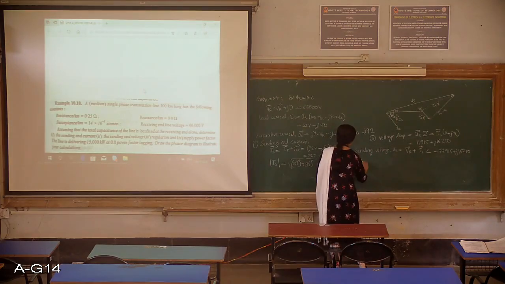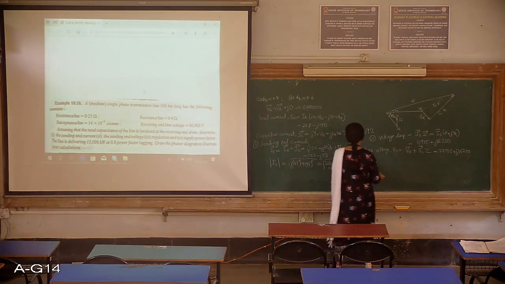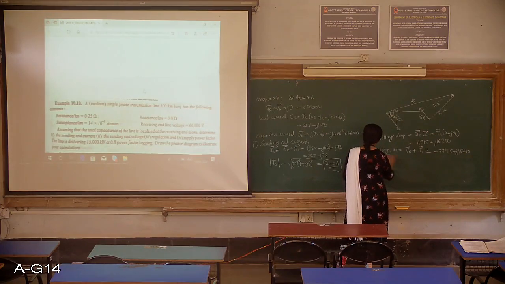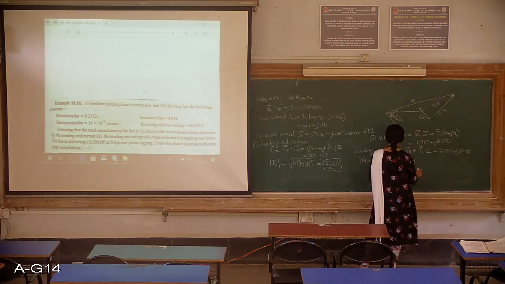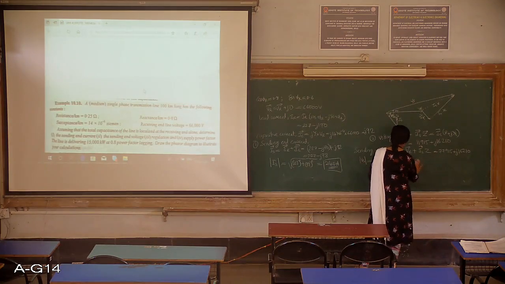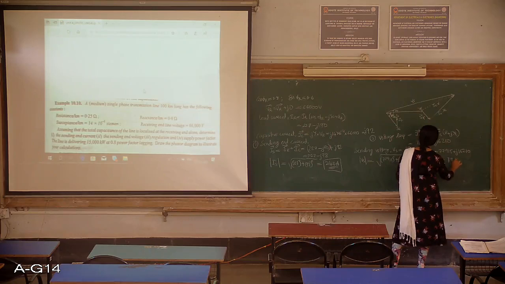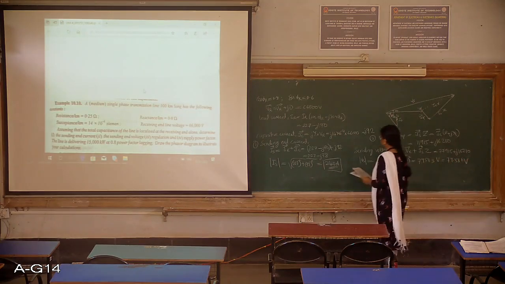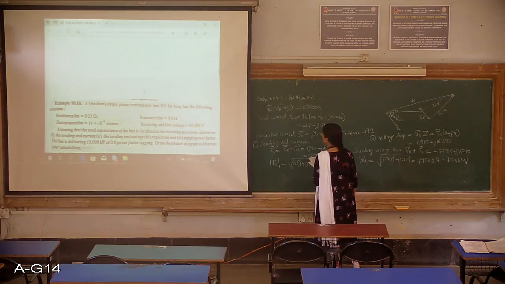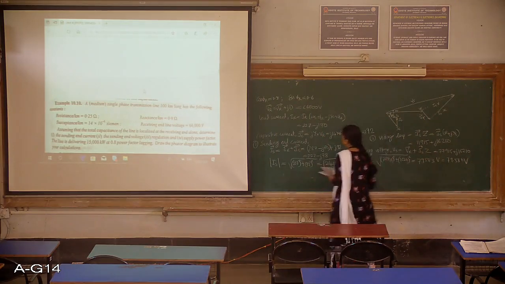So the magnitude of VS would be: I square 77,915 whole square plus 16,210 whole square. The answer comes out to be 79,583 volts, or you can also write it as 79.58 kV. Now next, they have asked percentage voltage regulation.